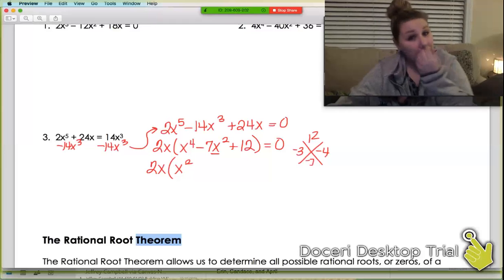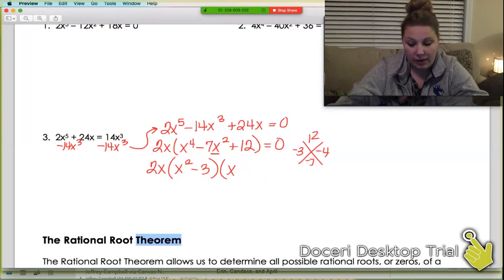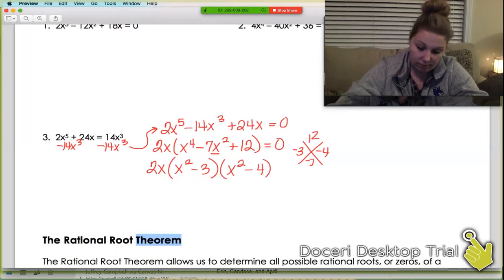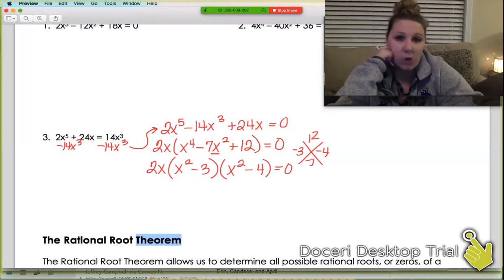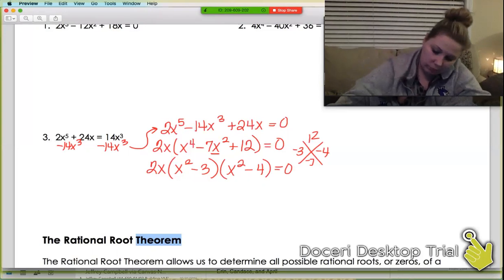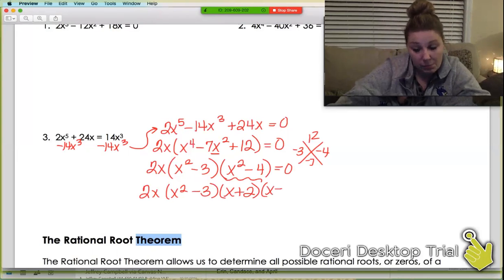So I get x squared. Remember, we take the middle term. x squared minus 3 and x squared minus 4, all equal to 0. One of those is a difference of squares, so hopefully you caught that. This guy here. So we get 2x times x squared minus 3 times x plus 2, x minus 2 equals 0.